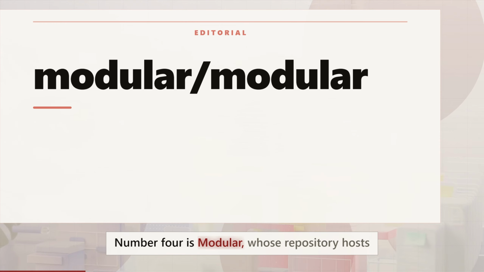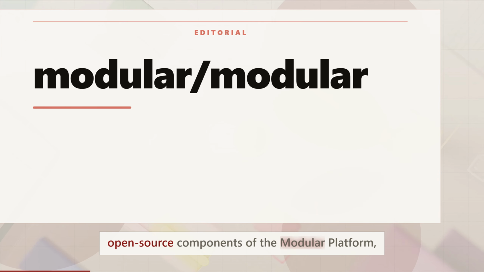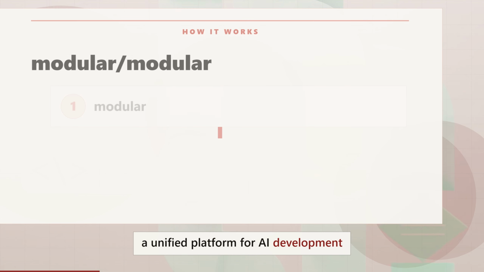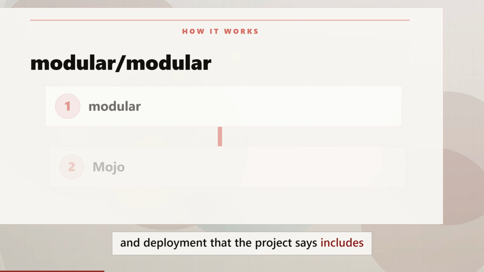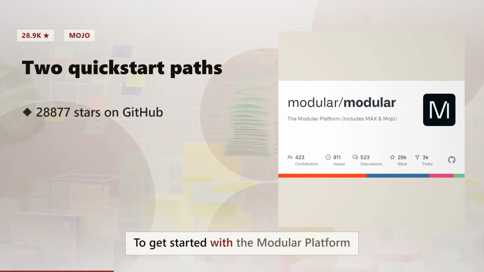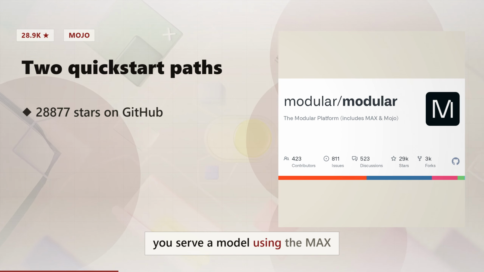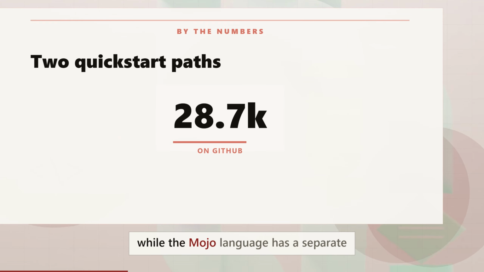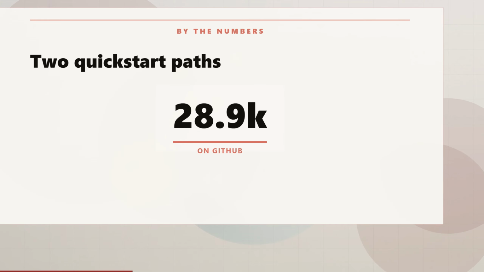Number 4 is Modular, whose repository hosts open-source components of the Modular platform, a unified platform for AI development and deployment that the project says includes the Max framework and the Mojo language. To get started with the Modular platform, you serve a model using the Max framework and follow the Max Quick Start guide, while the Mojo language has a separate Quick Start guide.